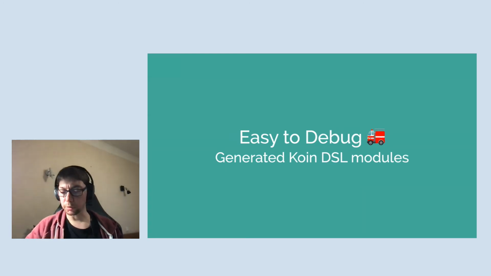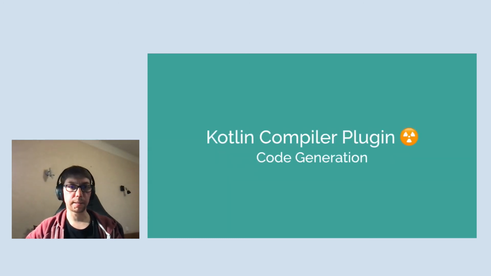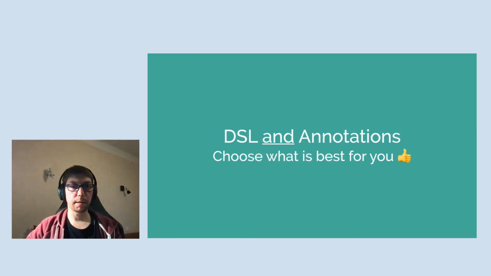Also, one thing super interesting is that this generated code is Koin DSL. You can perfectly debug step by step inside this DSL module, and that's it. It's a Kotlin compiler plugin thanks to KSP. This is what we give to the community, we really try to give tools for them.